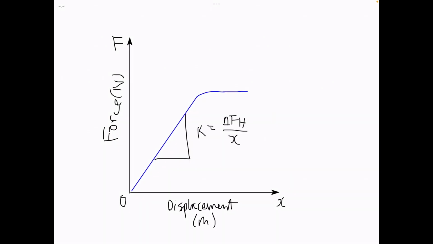You should always double check the axis before finding the spring constant as the gradient of a force extension graph, since in exams they might swap and put force on the x-axis and displacement on the y-axis instead, which would make the gradient 1 over k instead.